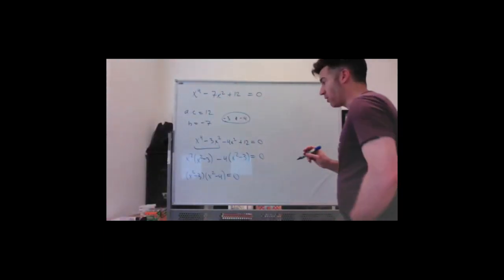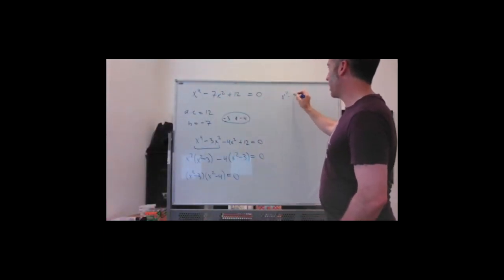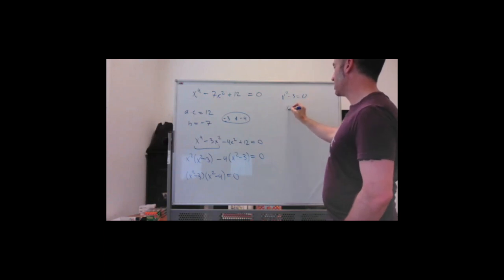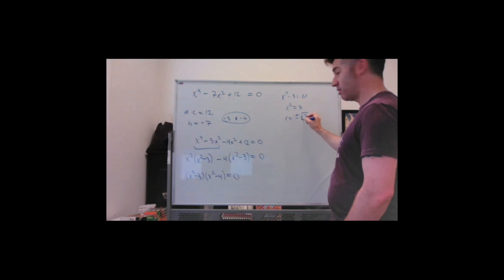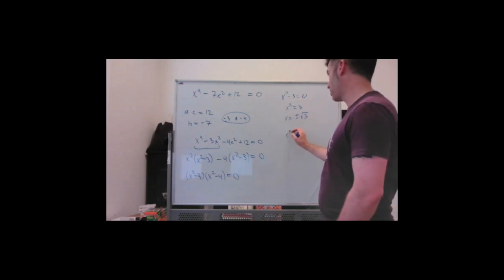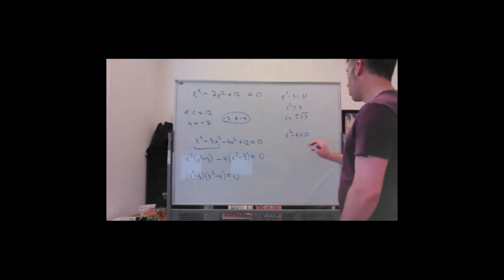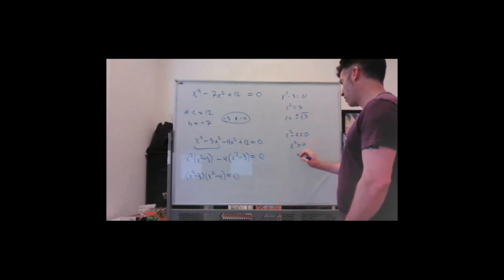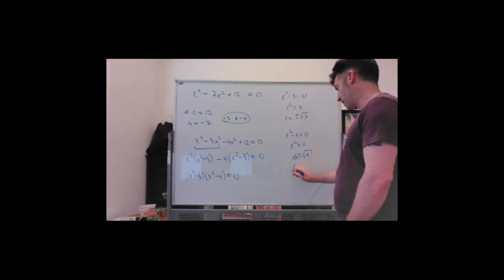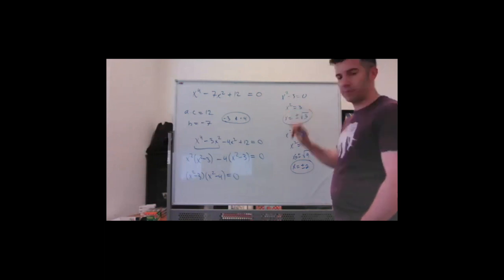Yeah, we're going to get 4 because we have x squared minus 3 equal to 0, which gives us x squared equal to 3, which gives us x equal to plus or minus the square root of 3. And we also have x squared minus 4 equal to 0, which you could factor as x minus 2 times x plus 2, or you could do x squared equal to 4, x equal to plus or minus the square root of 4, which is x equal to plus or minus 2. 4 distinct solutions.